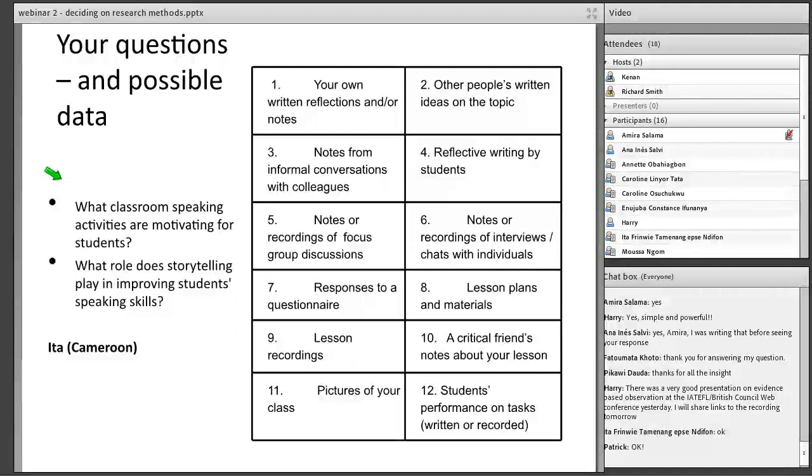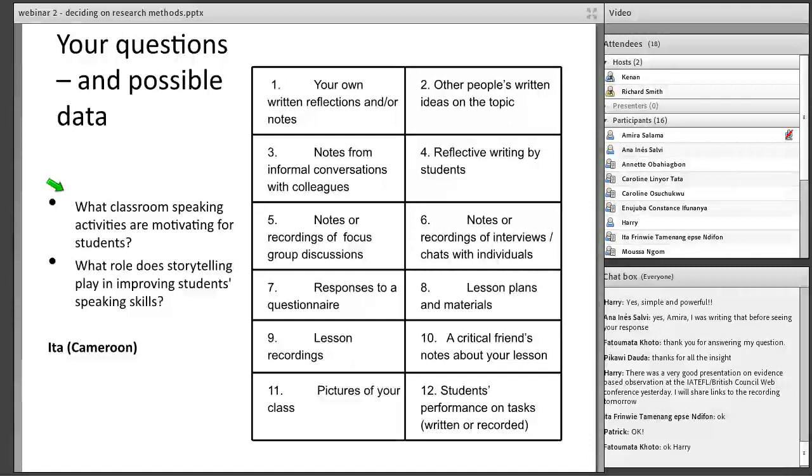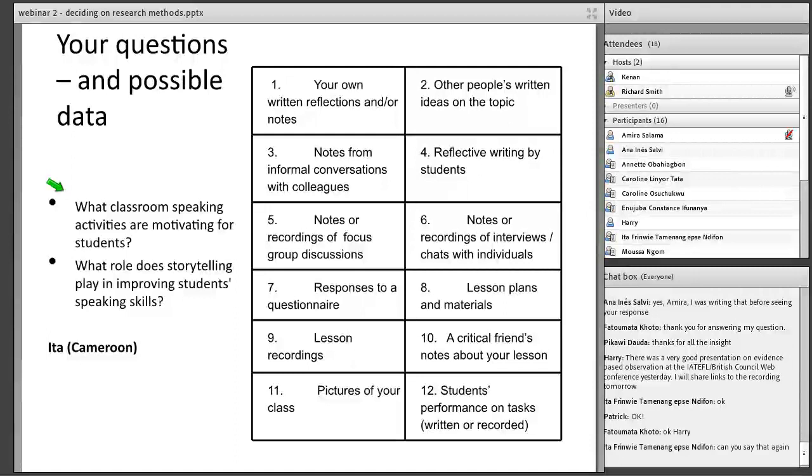Just think about the first one. What classroom speaking activities are motivating for students? And in this case, I wonder if you've already thought about what you're going to be doing. You can put on your microphone if you like, Ita, or we could write to each other. Can you switch on your microphone? There's a little thing at the top of the screen. If you can do that, if not, don't worry. I'll talk with you, Ita.